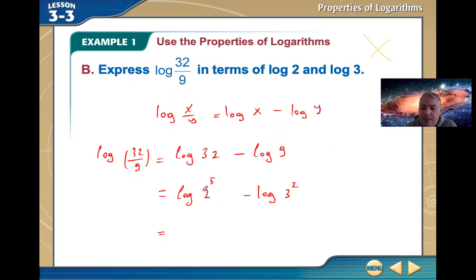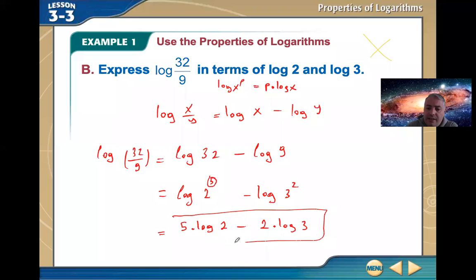So by using the rule, which rule? Logarithm x to p power, I mean, log x to the power p. So this 5 is a power, let me take it here. Minus, this 2 is a power. So that's it. This is the final answer.